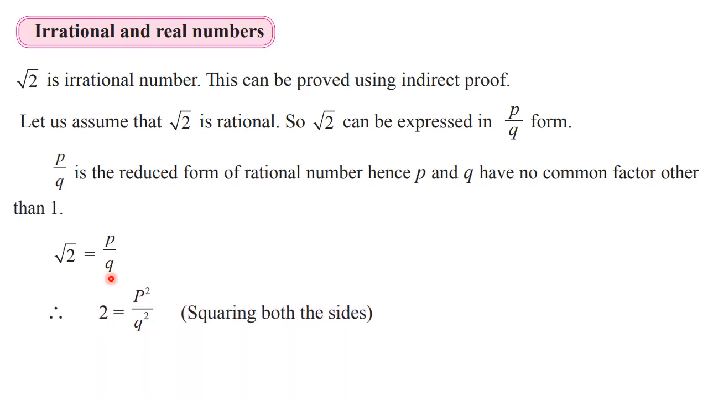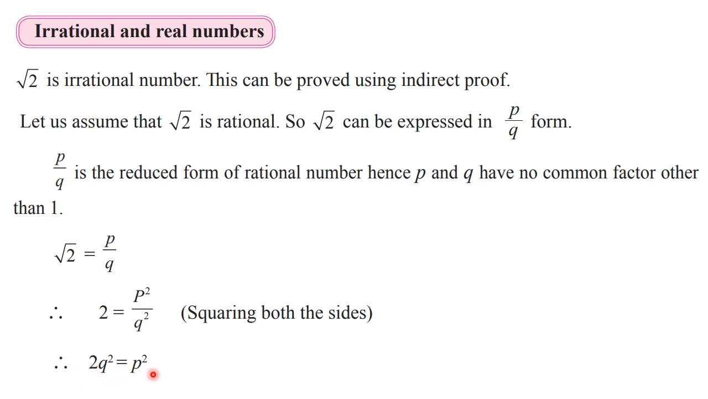So what we will get here? Root 2 square is 2. And here p upon q, if we square, we will get p square upon q square. Okay, so we have squared both the sides. Now in the next step we will go for cross multiplication. So what we will get? p square is equal to 2q square. See, this q square is multiplied here. So p square is equal to 2q square.